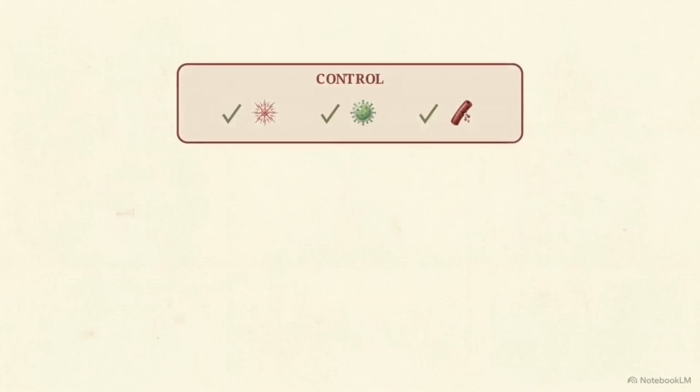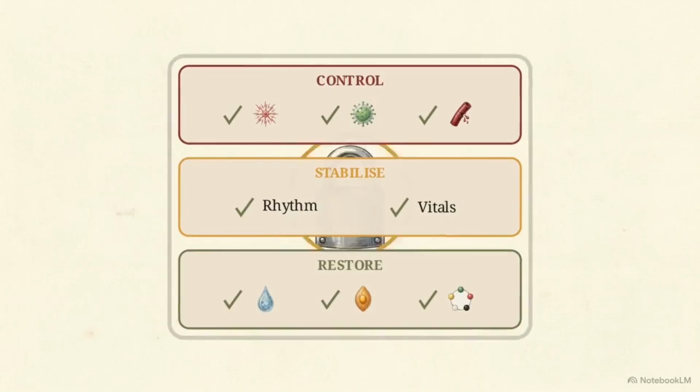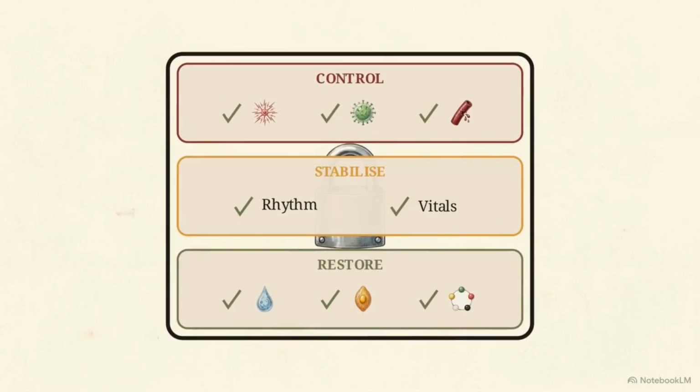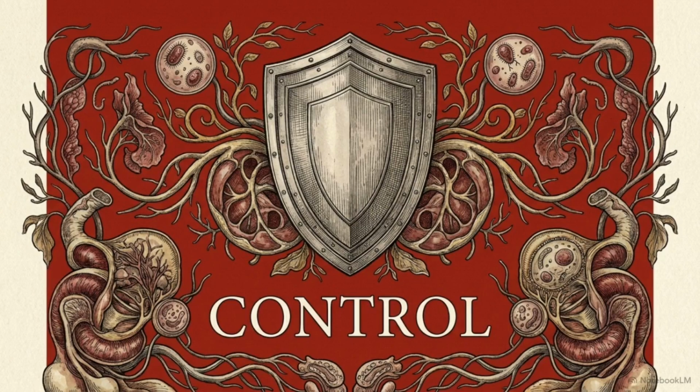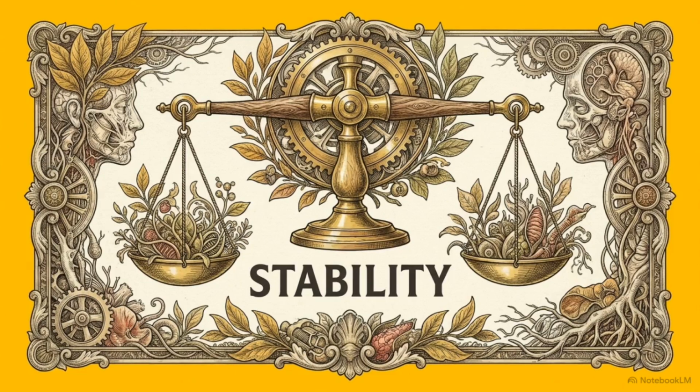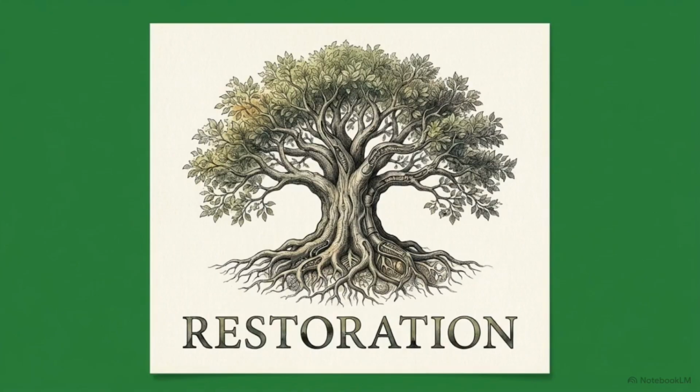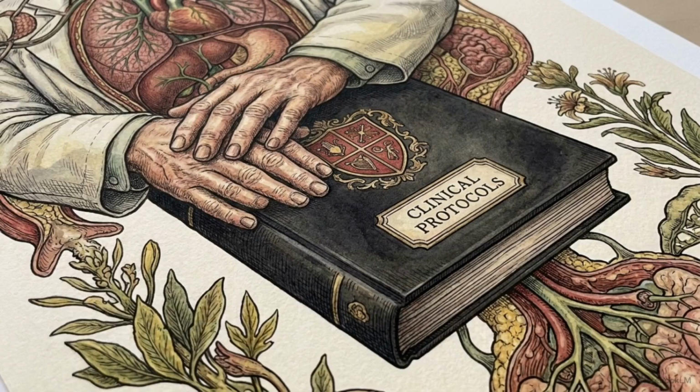This completed checklist gives you a foolproof, sequential guide for all future patient assessments. Control preserves life, stability enables function, restoration builds resilience. Rigidly following this hierarchy protects your clinical practice from misuse, adverse reactions, and systemic treatment failures.